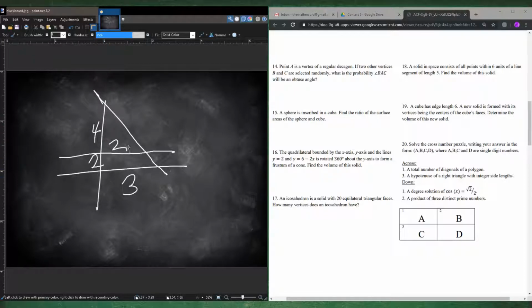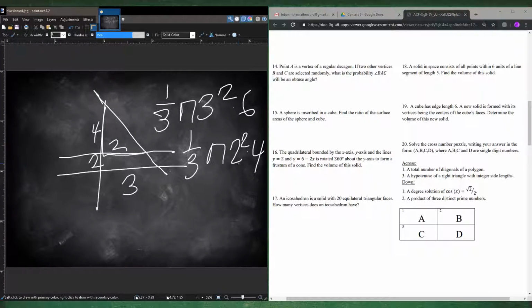So now we could just find the volume of the big cone first, which is 1/3 times pi radius squared times height. So the radius is 3 and the height is 6. And now the volume of the smaller cone, which is 1/3 pi radius squared, which is 2 squared, times the height, which is 4. So using your calculator, you get 3 squared times 6 divided by 3 is 18 pi. And you have 2 squared times 4 divided by 3, which is 16 over 3 pi.